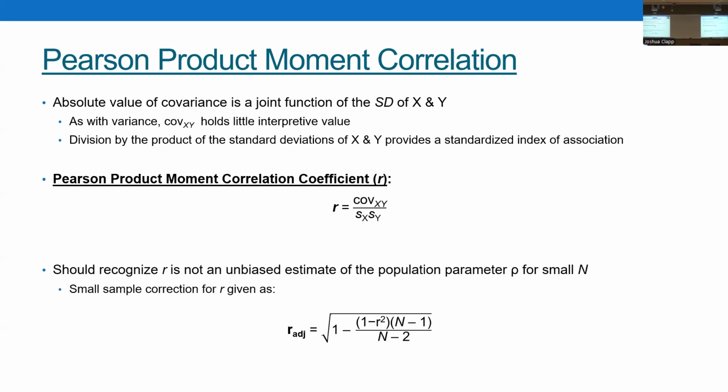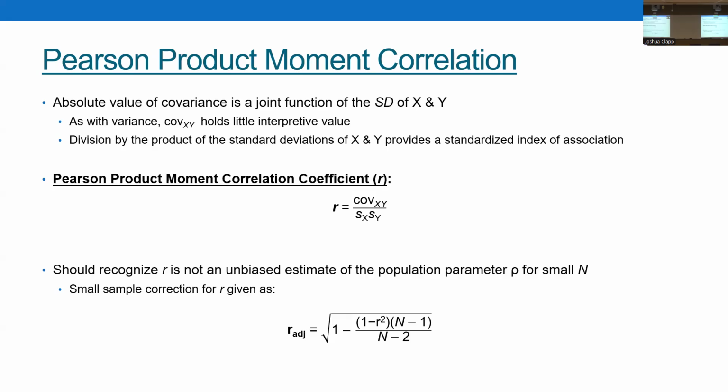Okay, so this is our loved Pearson correlation. The thing to recognize, though, is that our Pearson correlation is not an unbiased estimate of the population parameter. This is rho. This isn't a p-value, this is just Greek rho, the population symbol for a correlation. When I have small samples, my correlation coefficient is going to be too large. It's going to be a biased estimate of that population value.